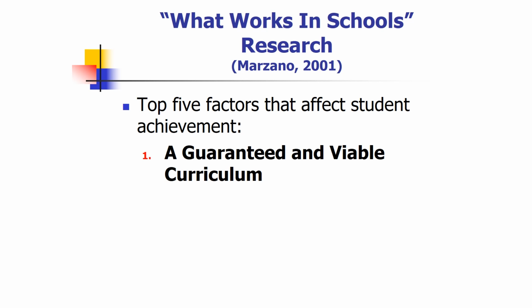I am sure many of you have heard of Dr. Robert Marzano. He is well known in the field of educational research. In 2001, Dr. Marzano published a book called What Works in Schools. In his book, he refers to the 5 factors that have the greatest impact on student achievement. The number 1 factor is a guaranteed and viable curriculum.